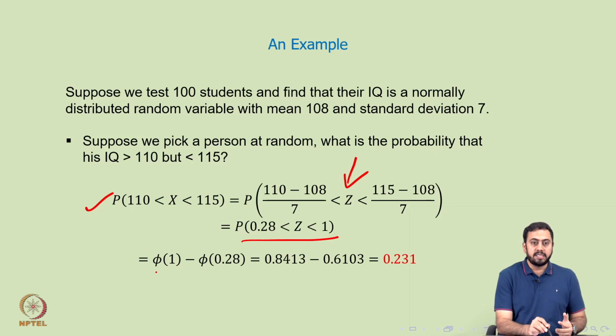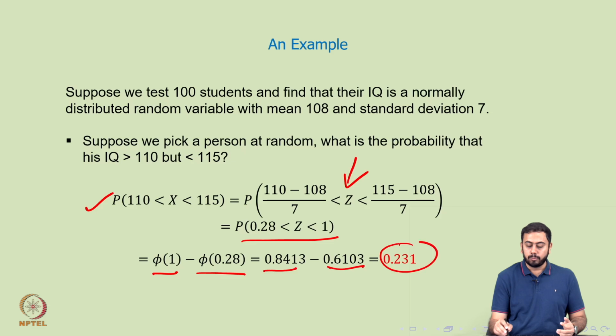which can be further broken down into the CDF at the point 1 minus the CDF at the point 0.28, and again from a normal table I can find both these endpoints. So 0.8413 minus 0.6103, and the final answer reduces to 0.231. Again, the more you practice looking at a Z table or normal table, the more understanding you will develop as to how to read a normal table, etc.